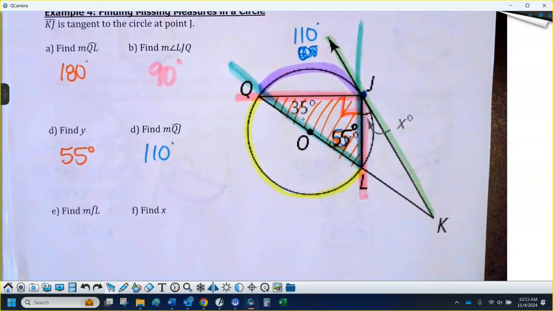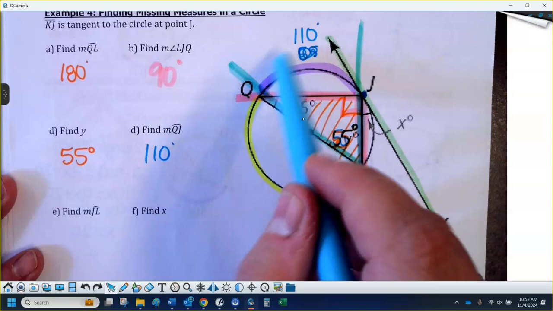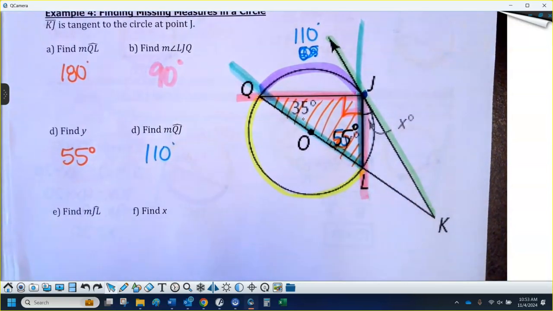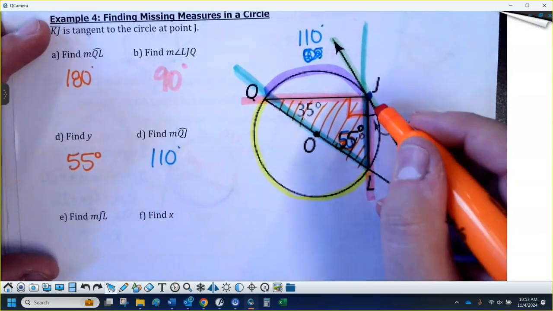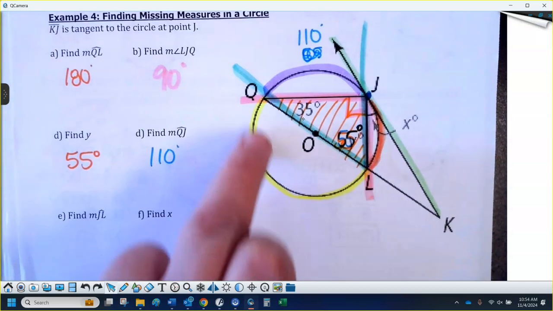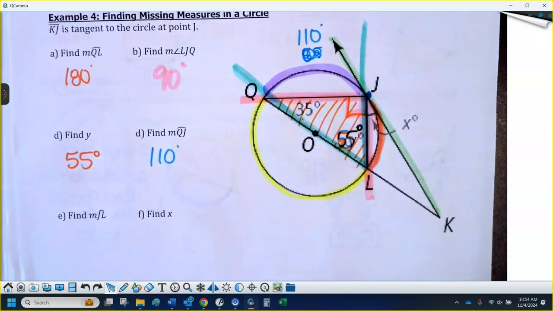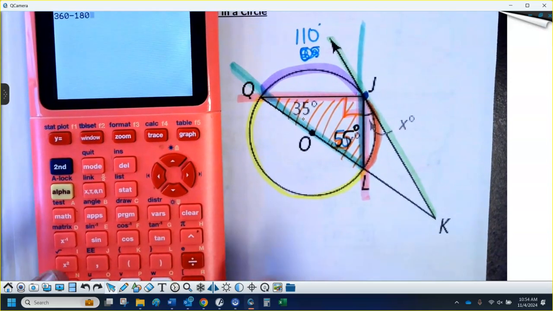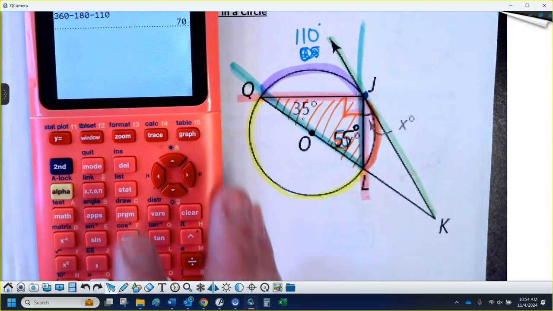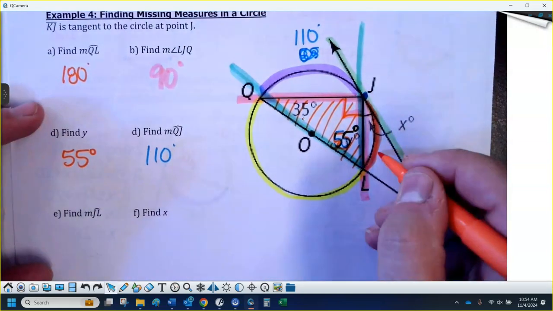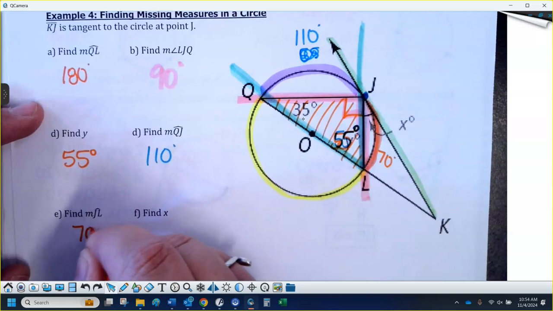All right. Now, I know this is 180. I know this is 110. J to L is right in here, but that's just the rest of the circle. So I already know this is 180, this is 110, it's just the rest of the circle. So I'm going to take 360 minus 180 minus 110. The leftover has to be 70. So right in here, this will be a 70-degree arc.